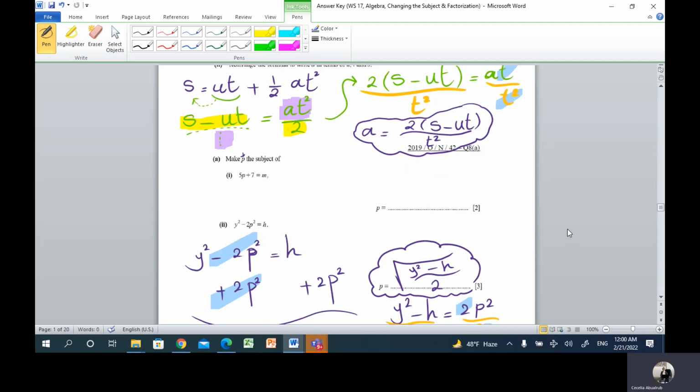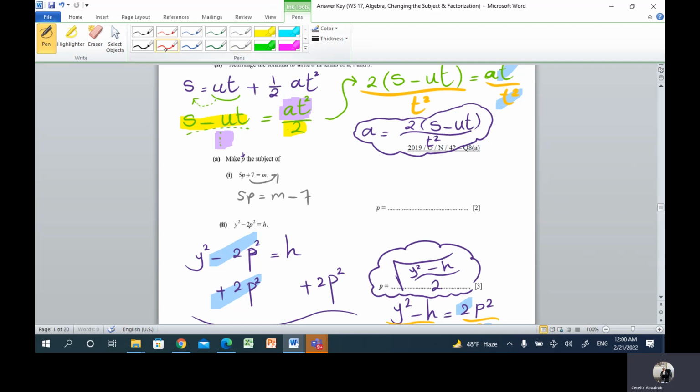Okay, so we need here to make p the subject. Basically, you're going to transfer the negative 7 to the other side. So it will be 5p equals m is originally there, and to transfer plus 7 from the left to the right side of the equal sign, it will be minus 7.